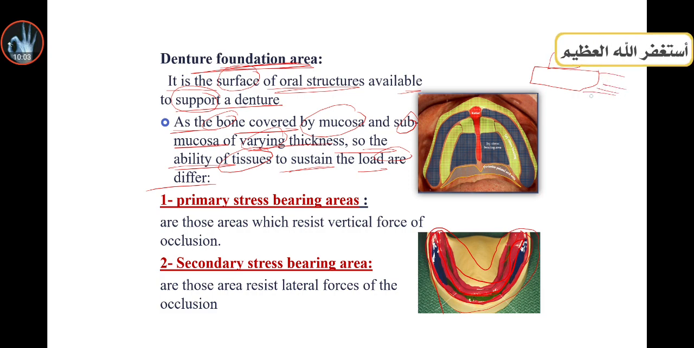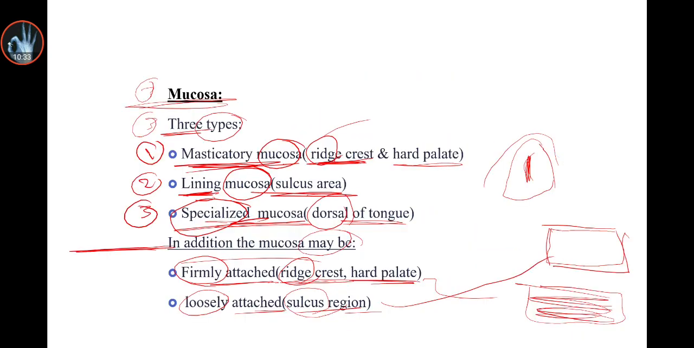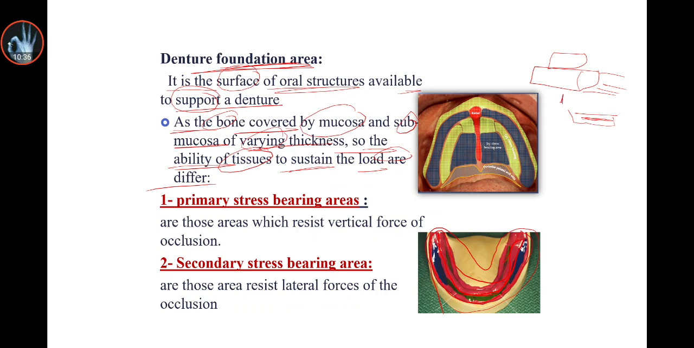So if it has a thick mucosa, it can sustain a load of the denture. يعني ممكن تتحمل الضغط اللي بيجي عليها من الدنشر. But there is some other specific area that has a thin mucosa which cannot sustain the load of the denture or masticatory force. So we create a high surface area for the area that can sustain the load, and we make a low or small area for the area that cannot sustain.